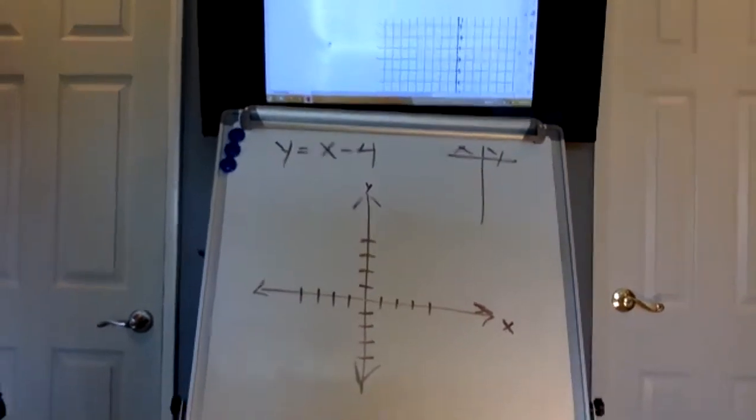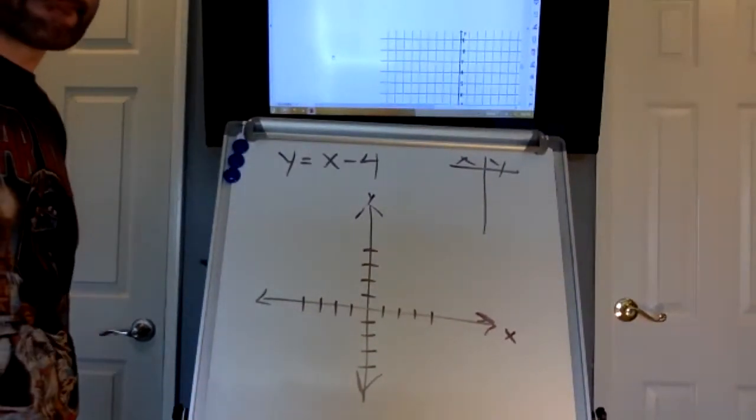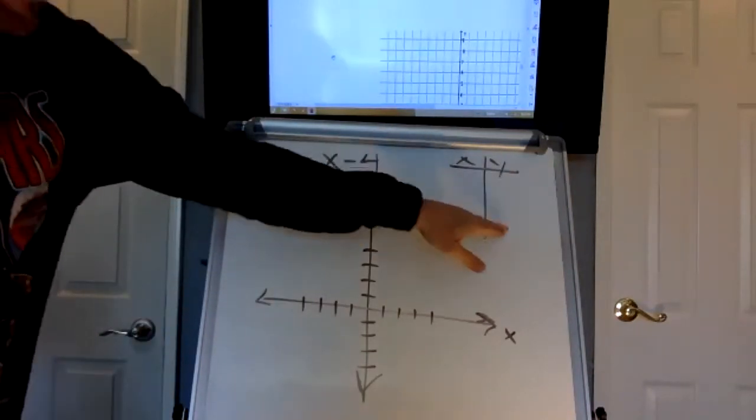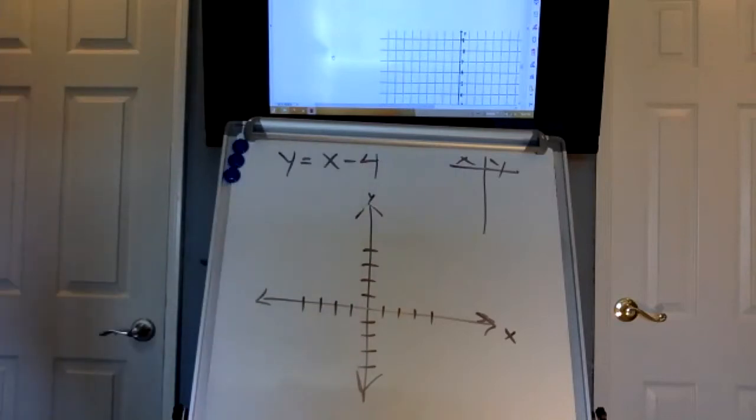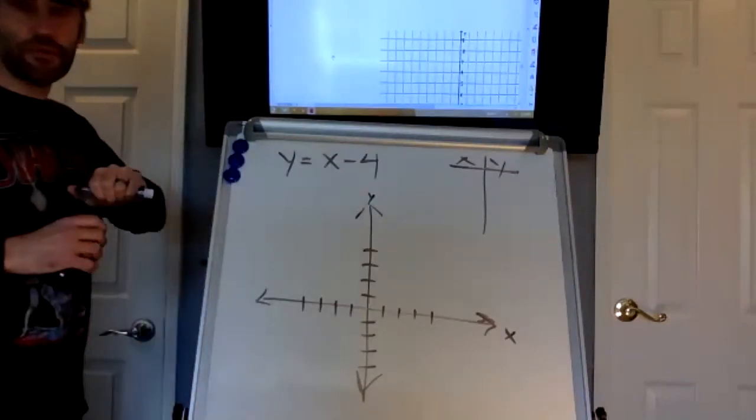Mr. Rosenthal, you can just list any random numbers and then graph them, right? That's one way to do it. Or you can just find the intercepts. Okay. You need a minimum of 2 points.